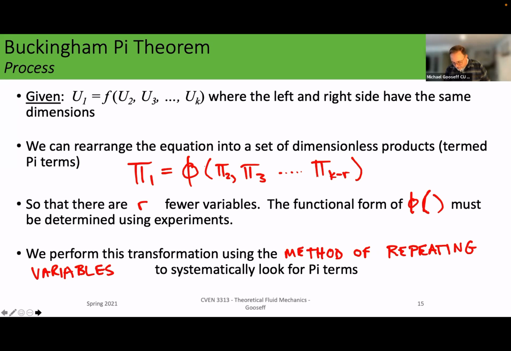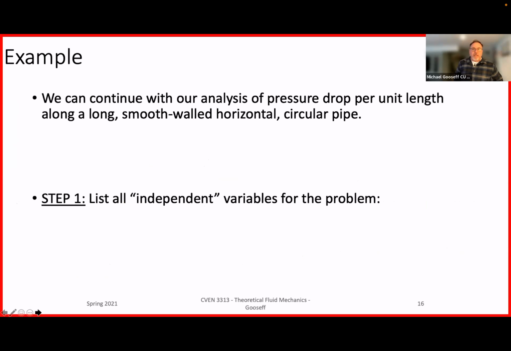Let's go through this in an example, because this is going to be the easiest way for us to talk through it and learn how to do it. We can continue our analysis of the pressure drop per length of pipe along a long, smooth-walled, horizontal circular pipe.